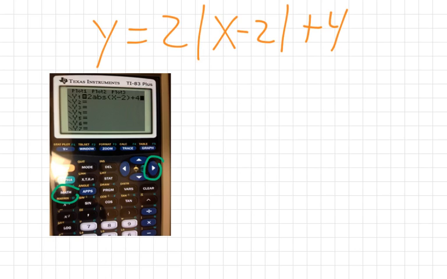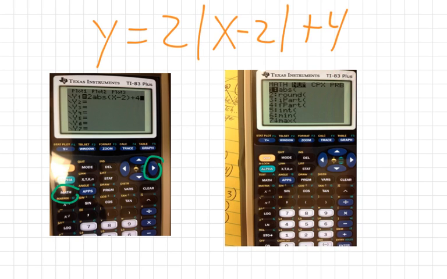So poof, there it is. It's the number option, so again you hit math, then you arrow over 1 to the right, and hit enter there. So first you would type 2, then hit this, then x minus 2, close parentheses, plus 4. You graph that, and it looks something like this.